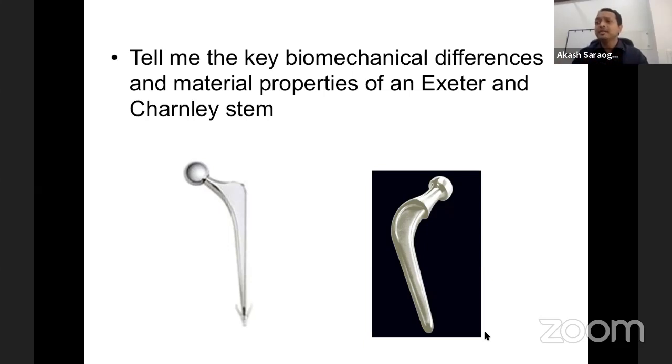What it means is that the Exeter stem depends upon creep. It is bound to subside. Whereas a Charnley stem, it is a composite beam. It is supposed to be fixed in one particular place. If it subsides, then it fails. If a Charnley stem subsides, it fails. Right? I'm talking about the original Charnley stem, not the C stem. The second difference is that stress shielding is very likely in the Charnley stem because of proximal stress shielding.